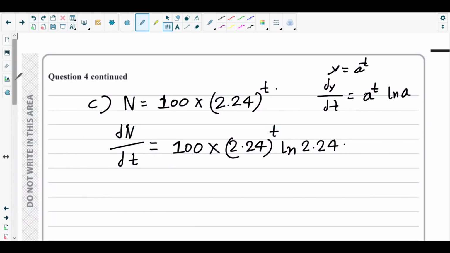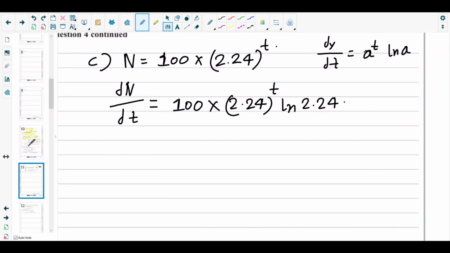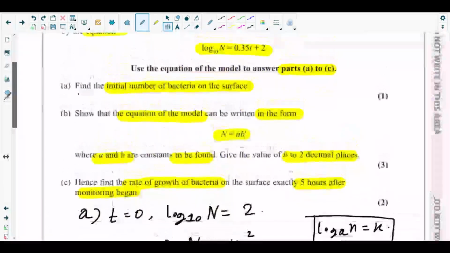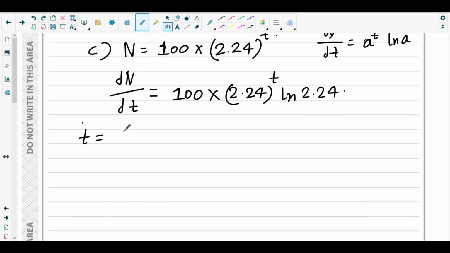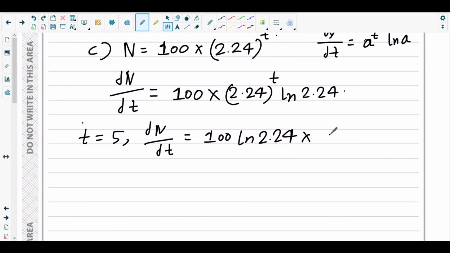They wanted 5 hours after, so t equals 5. When t equals 5, the rate of growth dn over dt equals 100 ln 2.24 times 2.24 to the power 5. Try to use the exact value for 2.24, which is saved in my calculator, so I'm using that.